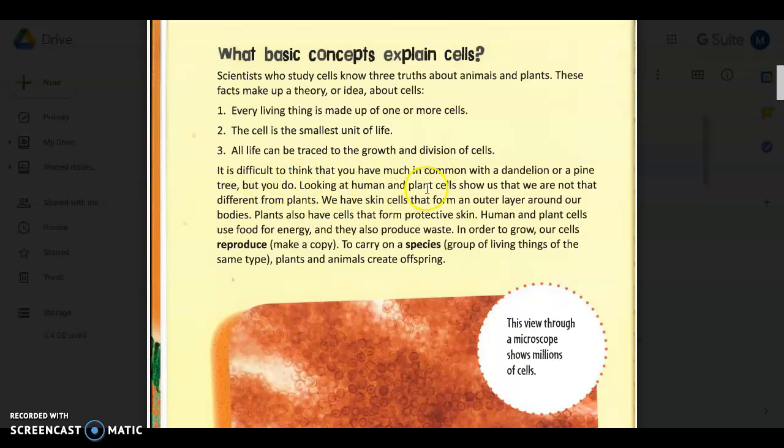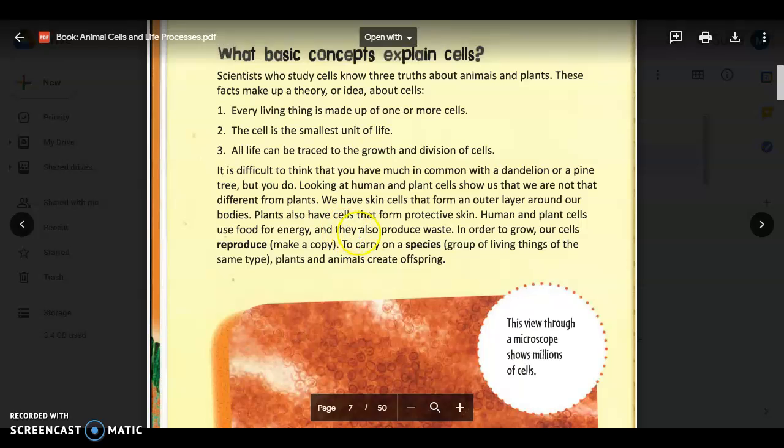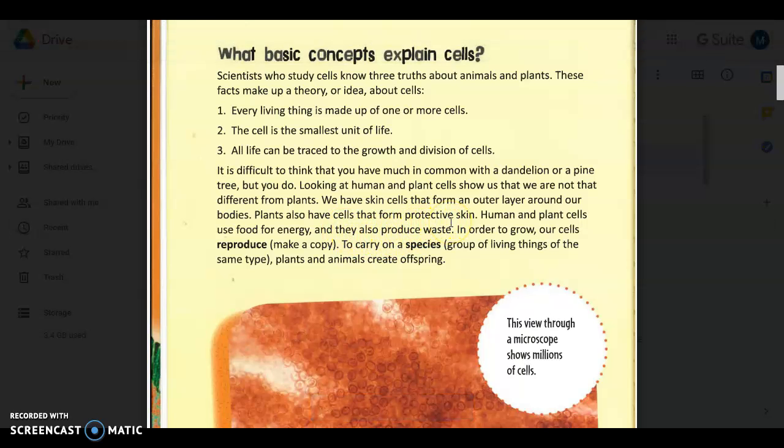It is difficult to think that you have much in common with a dandelion or a pine tree, but you do. Looking at human and plant cells shows us that we are not that different from plants. We have skin cells that form an outer layer around our bodies. Plants also have cells that form protective skin. Human and plant cells use food for energy, and they also produce waste. In order to grow, our cells reproduce, make a copy. To carry on a species, group of living things of the same type, plants and animals create offspring.